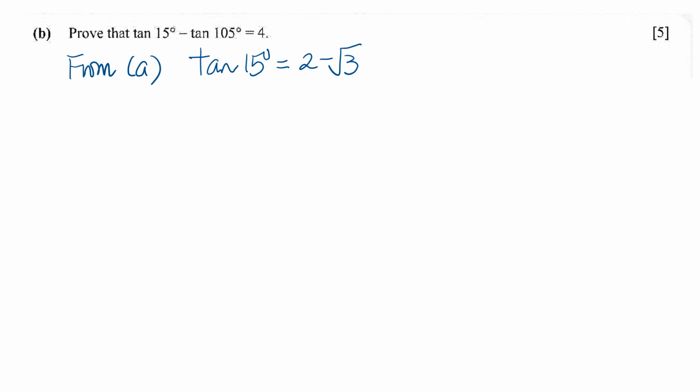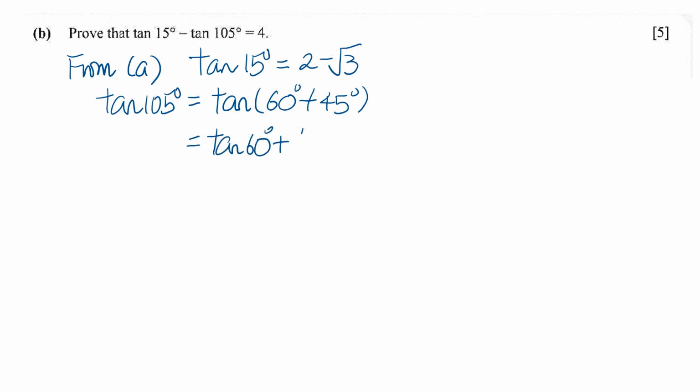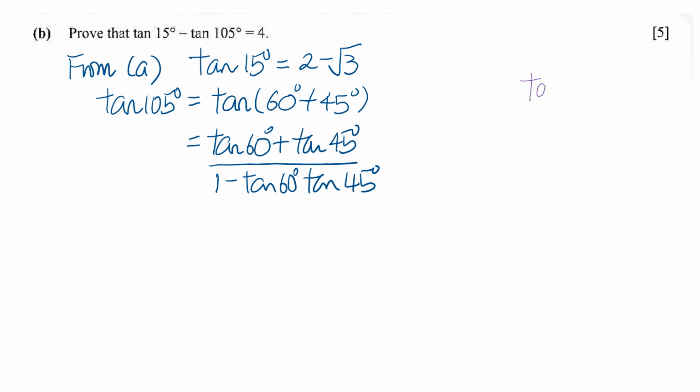Alright, so for tangent 105, as we have mentioned, this question says that we cannot use a calculator. So that gives you an idea that it's a question involving special angles. So what do you think 105 degrees can be expressed as, in terms of two special angles? Yes, you can write it as tangent bracket 60 plus 45. And we can use the addition formula to rewrite tangent bracket 60 degrees plus 45. This is the one that I'm referring to, the addition formula.